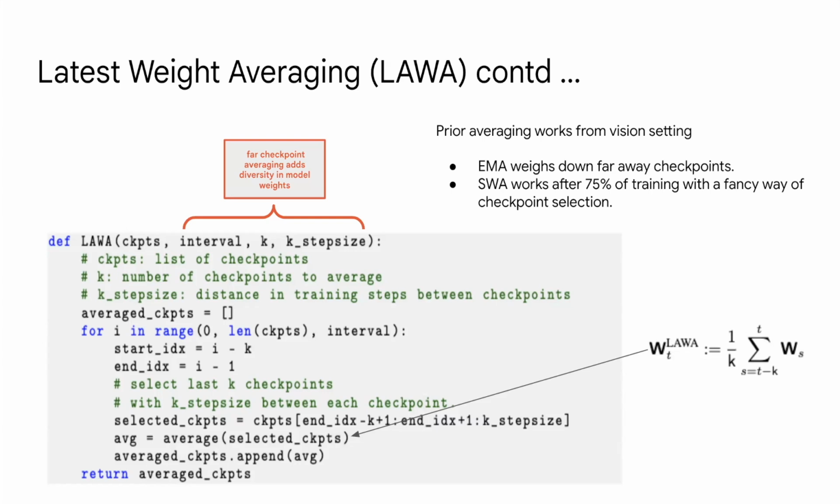There is stochastic weight averaging, which was again used in a vision setting, which stops the training at 75% and then restarts it with a fancy scheduler, and then it selects the checkpoints. It is a little bit tricky to implement, so it's not super straightforward. So these are the averaging baselines which we would consider in this work. Then there is the original regular pre-training, which is also the key baseline.